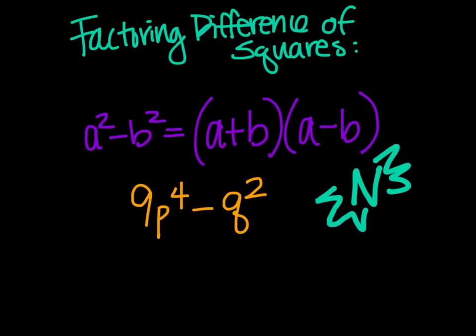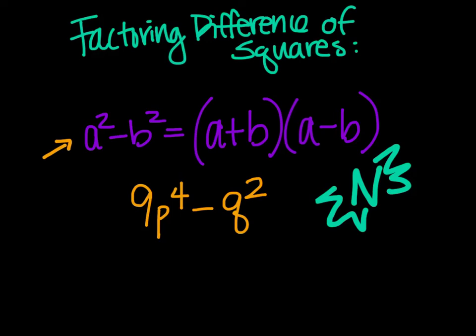Now, factoring difference of squares. This is also on your note sheet. So please fill out your note sheet so that you have this roadmap right here figured out. We have A squared minus B squared is equal to A plus B, A minus B. That's a very specific example.